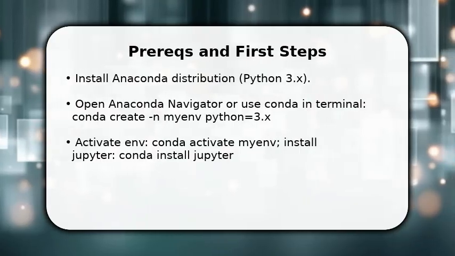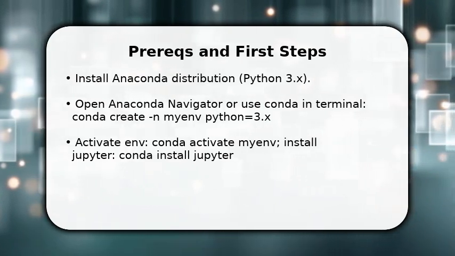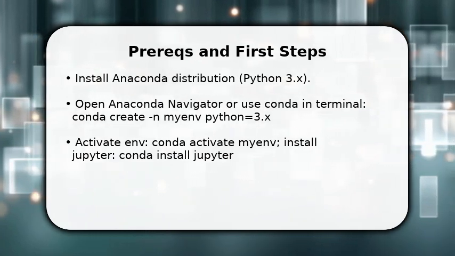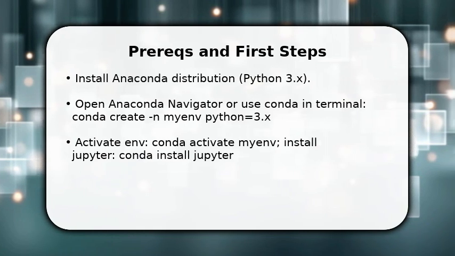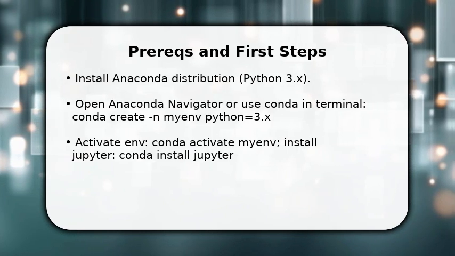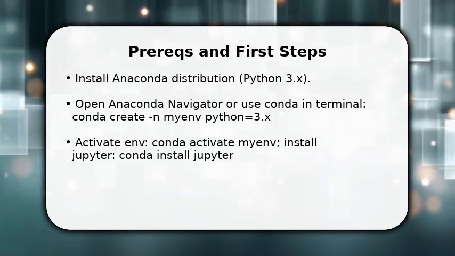You start by confirming Anaconda is installed and then create an environment. This isolates packages so projects don't conflict. Once done, open a terminal or Anaconda Navigator, create and activate myenv with conda create and conda activate, and install Jupyter if missing. This gets you a reproducible workspace quickly.